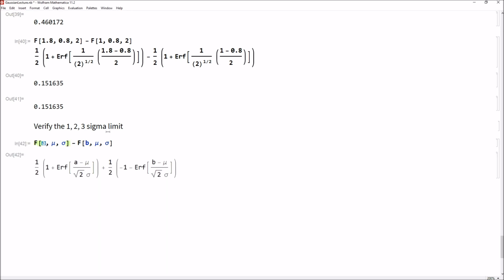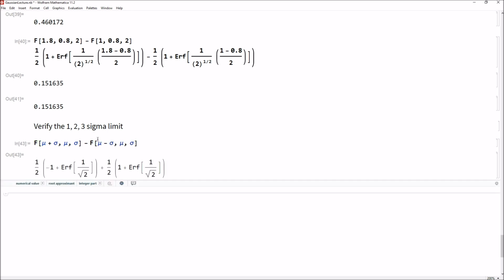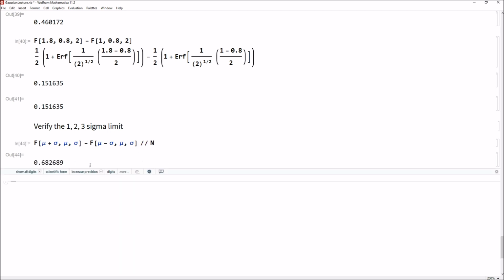So now all we want to do is set the upper limit to mu plus sigma and the lower limit B to mu minus sigma. And what's fascinating about this is if you plug that in, look at this, the mu and the sigmas disappear. It doesn't matter what the mean and the standard deviation is, you end up with this expression here. And again, this is just a number, so if I evaluate it numerically, here's our 2/3, you get your 68%. Now, that's our 1 sigma limit.